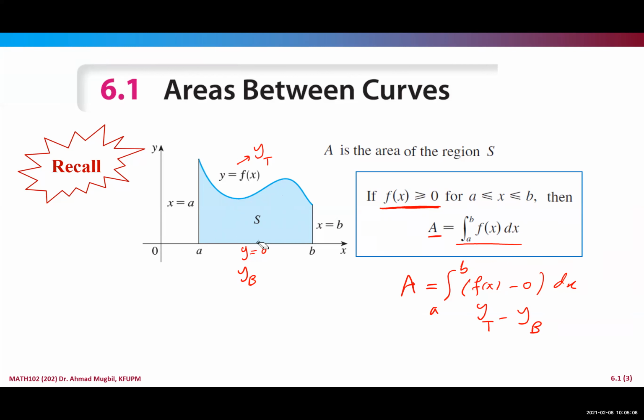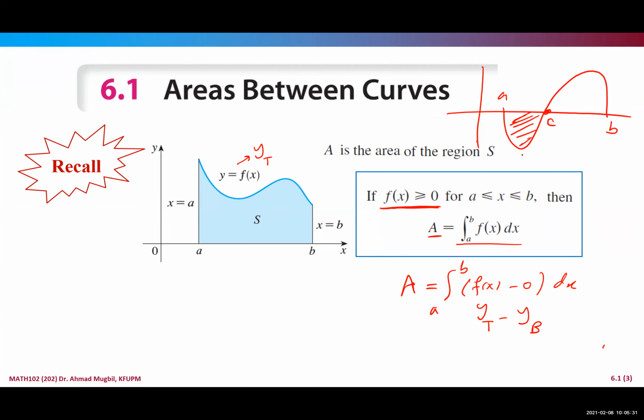Now the question is, what about if the graph is not always above the x-axis? If the function is not always positive on this interval? So what about if it is sometimes positive, sometimes negative? Let's say this is a, this is b, and up to here, let's say there is a number c. Here it is negative. The function here is below the x-axis, and here it is above. It is the same function, f of x.